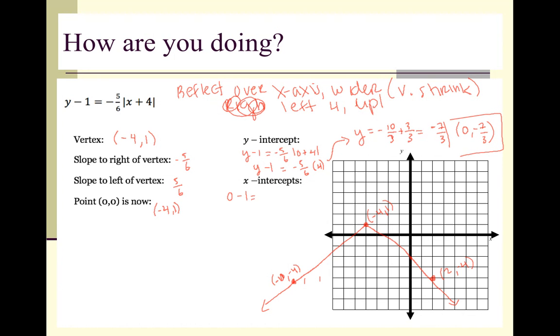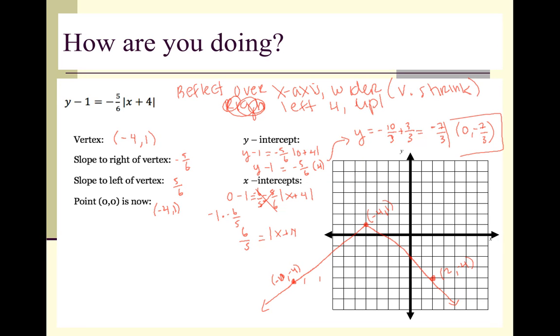0 minus 1 equals, and I should get 2. So if I mess up, and I get something that doesn't make sense, then I know that I messed up. Instead of dividing by negative 5/6, I'm going to multiply by negative 6/5, right? Multiply by the reciprocal. So I'm going to have negative 1 times negative 6/5, which is just 6/5, equals the absolute value of x plus 4.